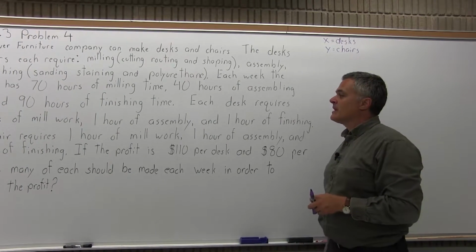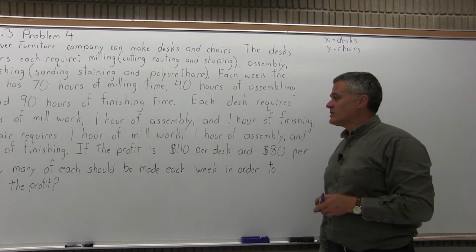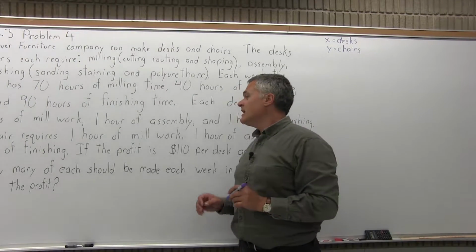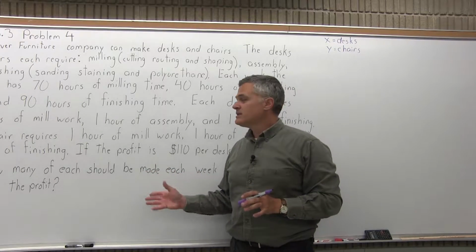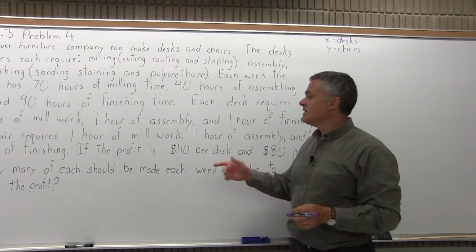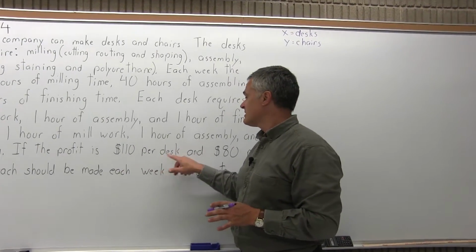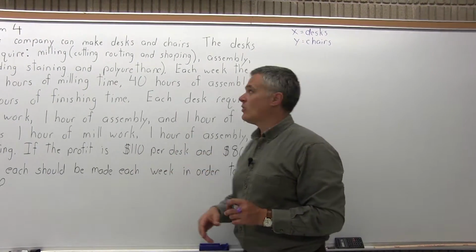Step 2, write out the objective function. And the instructions for that are look for information. It's typically about profit and usually near the end of the problem. And this problem is a pretty standard problem. Near the end, they do mention profit. It's $110 per desk, and again, those are x, and $80 per chair, which is y.